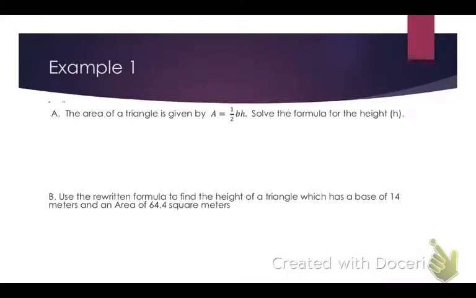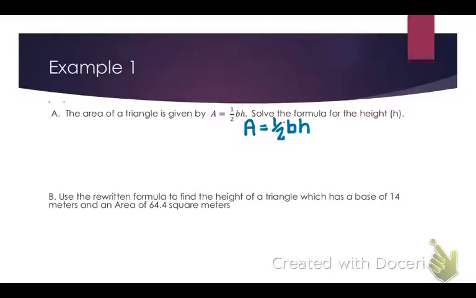Now, in example 1 on your note guide, it says the area of a triangle is given by area equals 1/2 base times height. Solve the formula for the height. So, let me just enlarge this a bit. I'm going to recopy this. Area equals 1/2 b times h. Whenever I have a fractional coefficient, it's my personal choice, I like to get rid of that first.